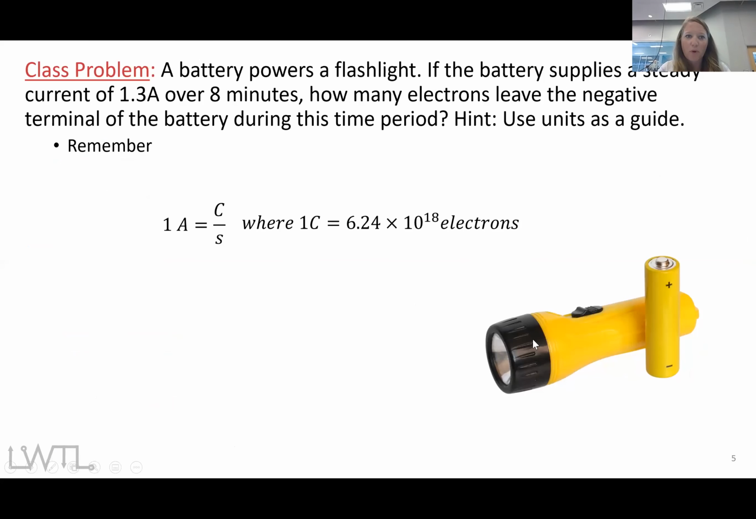Here's a class problem for us. A battery powers a flashlight. The battery supplies a steady current of 1.3 amps over 8 minutes. If you picked up any flashlight, you could probably figure out how much current is in there, and you hold the flashlight on for 8 minutes. So this is something you can visualize. How many electrons leave the negative terminal of the battery during this time period? We have a time period of 8 minutes, and we know the current is 1.3 amps. Basically, we're trying to find the number of electrons that flow through.